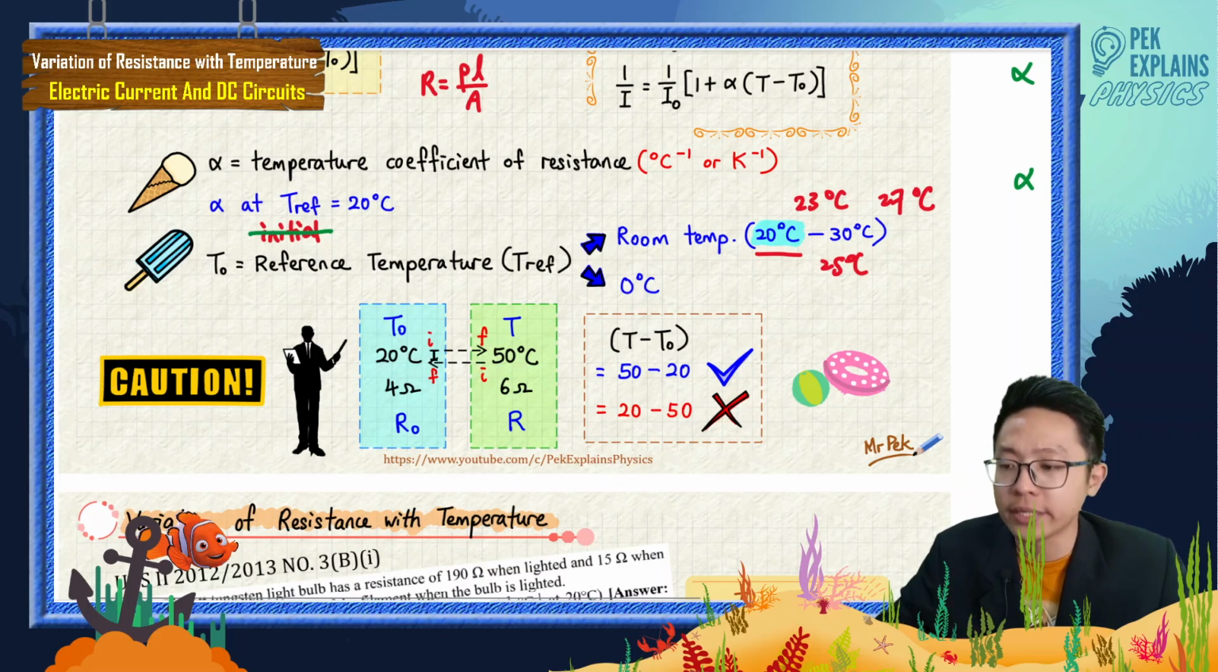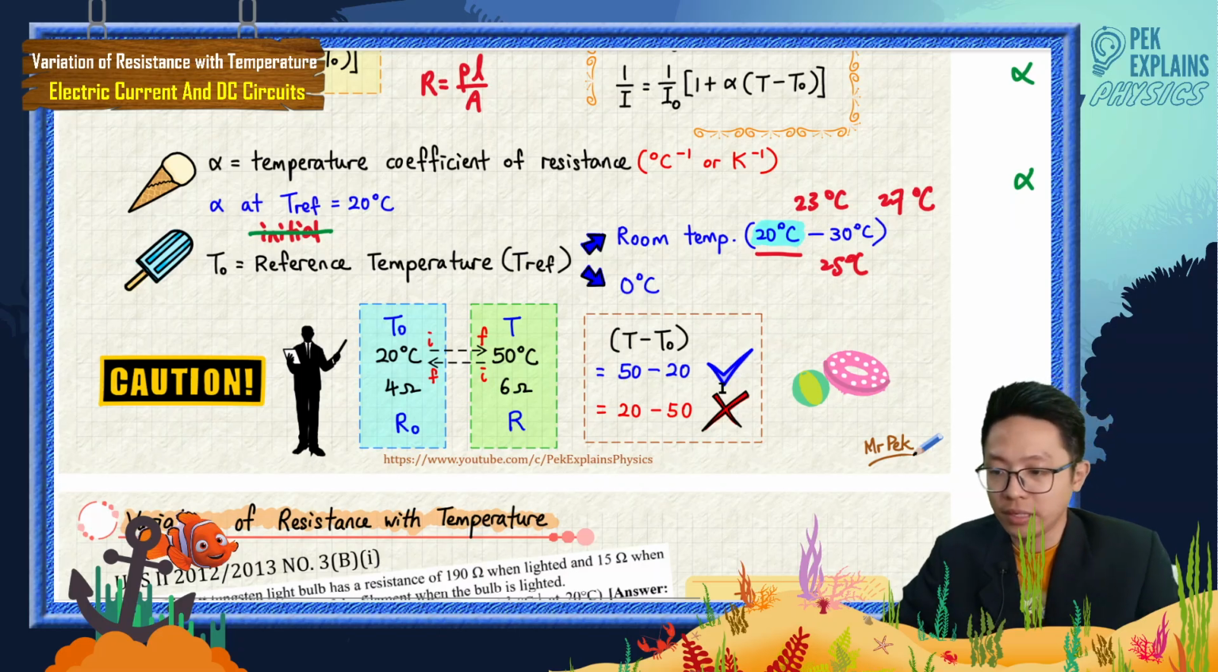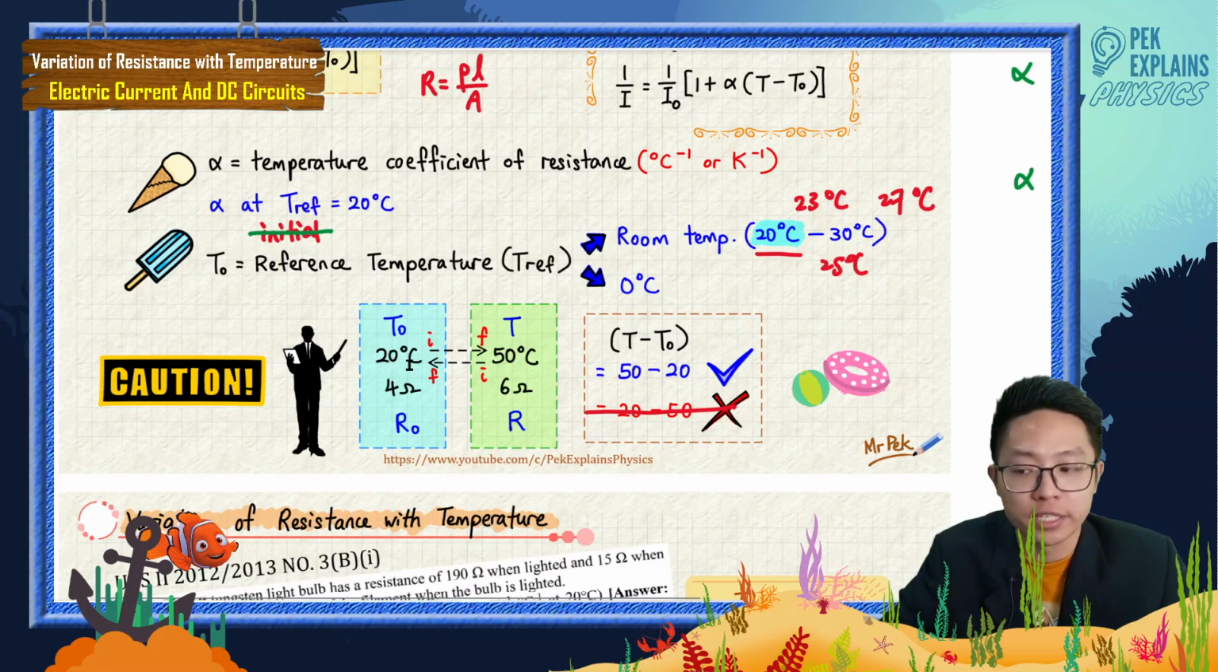So for both conditions, going to the right or going to the left, it is always 50 minus 20. This 20 minus 50 is wrong. For either condition, 20 degrees Celsius must always be the reference temperature, and the 4 ohm, which is the resistance at this 20 degrees Celsius, must be the R naught.